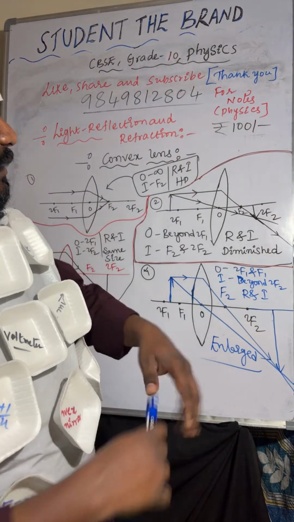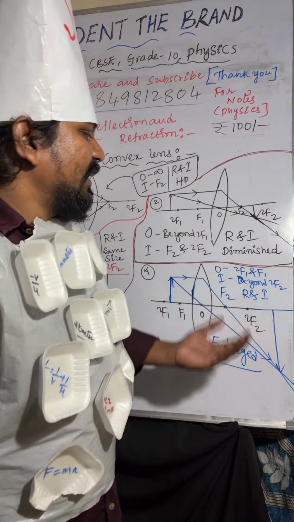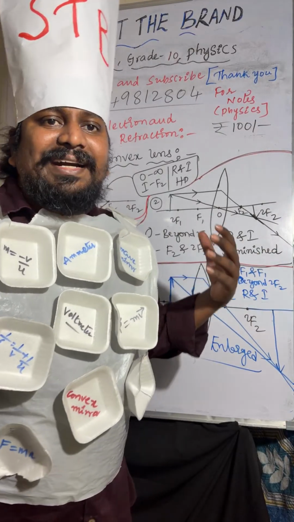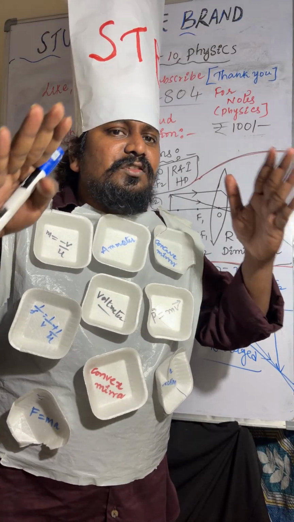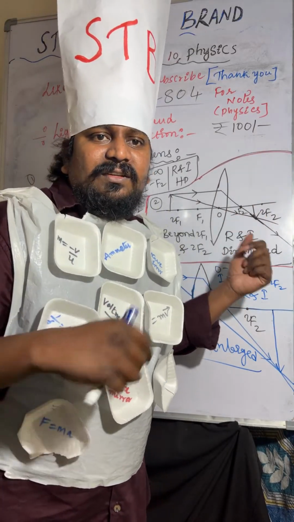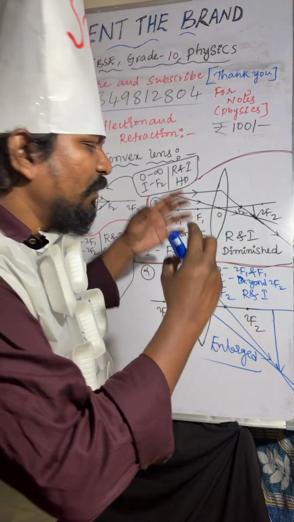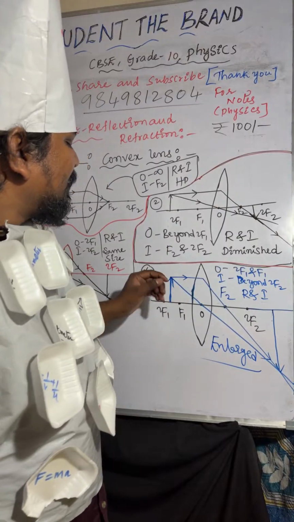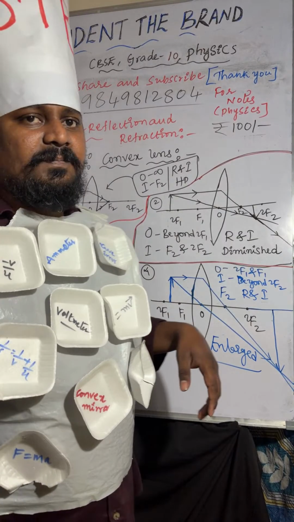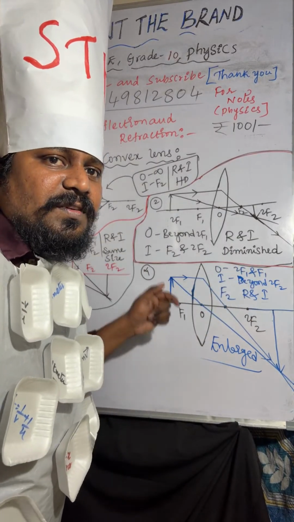All of you listen here carefully. It's a very important point. You have to understand one thing. You should focus here. Object is placed between 2F1 and F1.